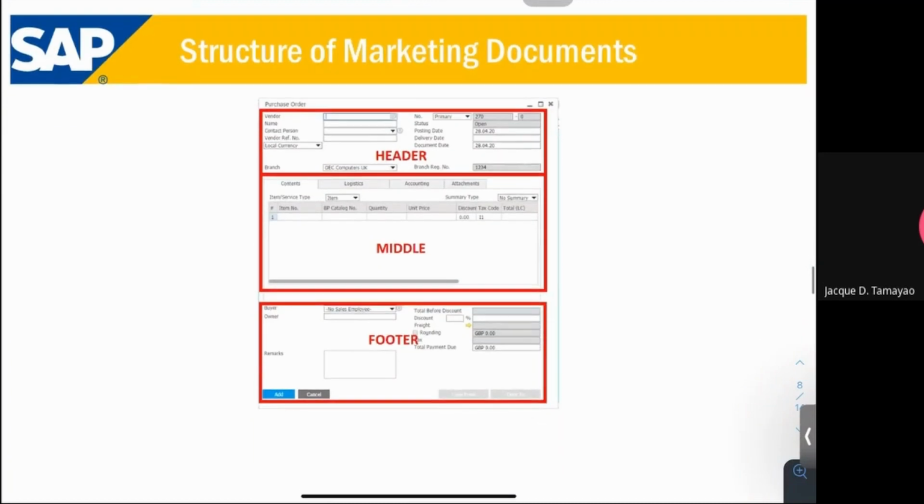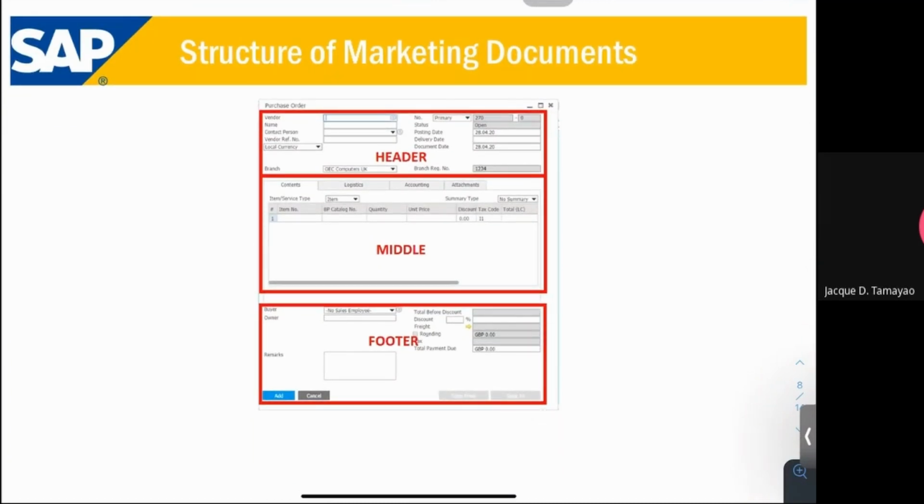Now we go to your marketing documents. So why do we need to discuss the structure of marketing documents? We need to discuss it because we are already going through your different items of marketing. By the way, under SAP, whenever we say marketing documents, it means any document relating to sales or purchases. Any document relating to sales or purchases is considered a marketing document. And generally, a marketing document is composed of three parts. So what are the three parts of your marketing document?